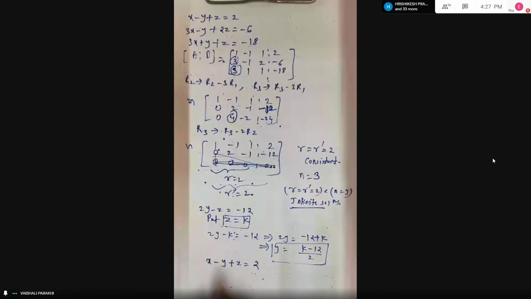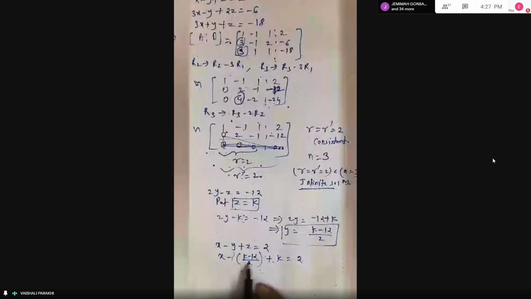Right? Now x is unknown. What is y? y is k minus 12 by 2. And z is what? z is k. So nothing I did, I just put y and z, which we got in the previous step. Now transfer the terms to the other side. It will be x is equal to 2, minus the bracket. When you transfer it to the other side, it will become plus k minus 12 by 2. And this plus k will become minus k.